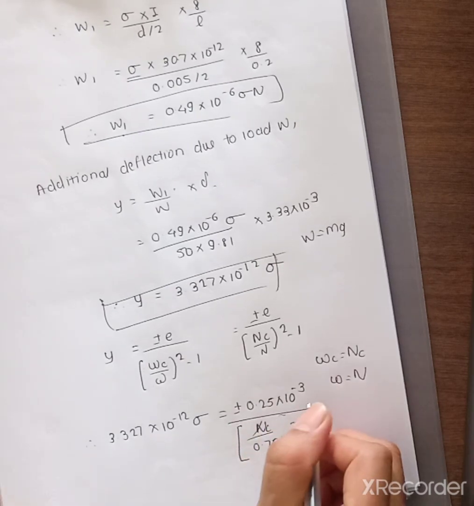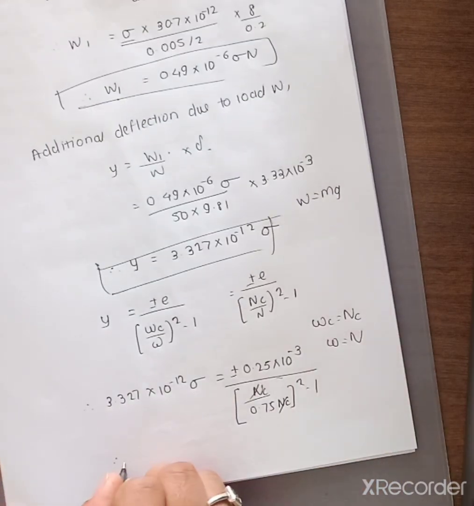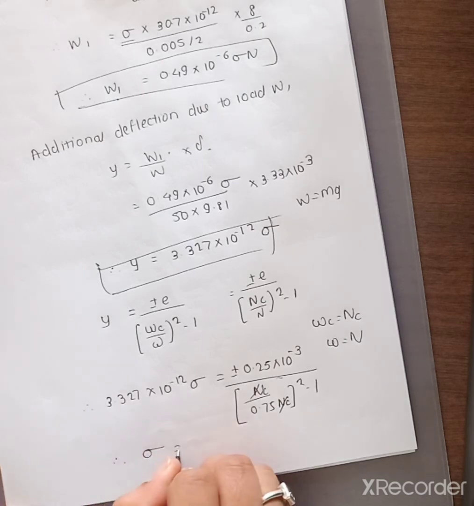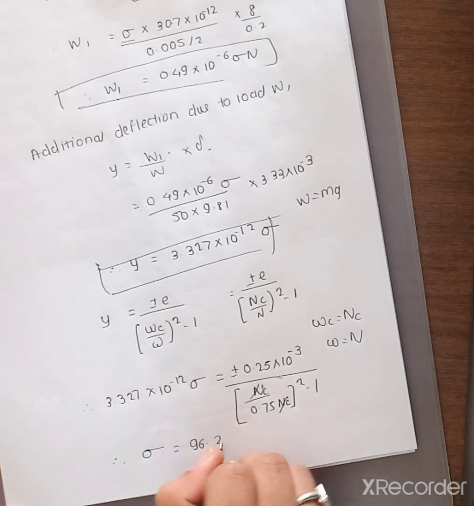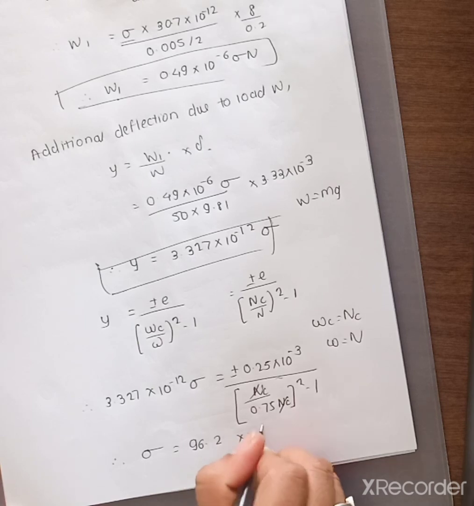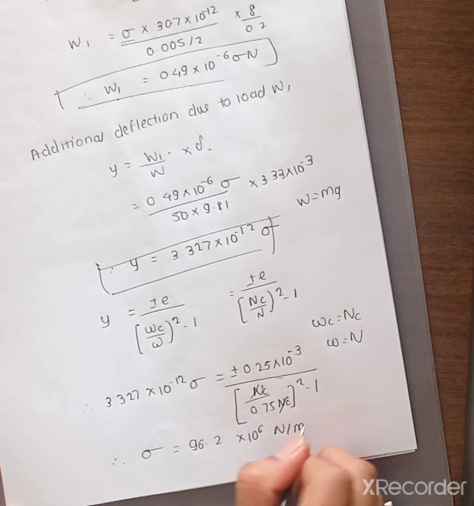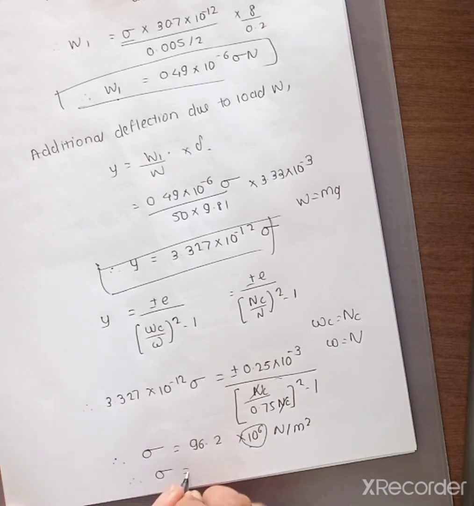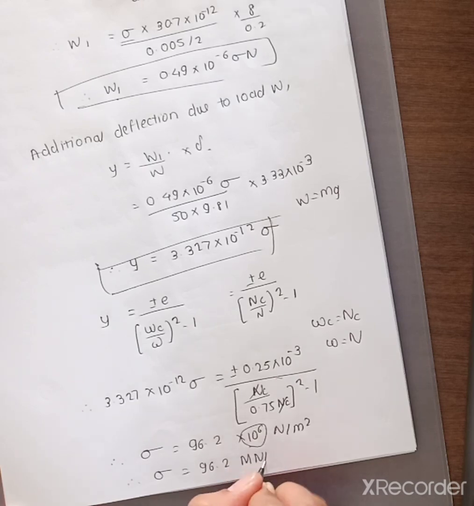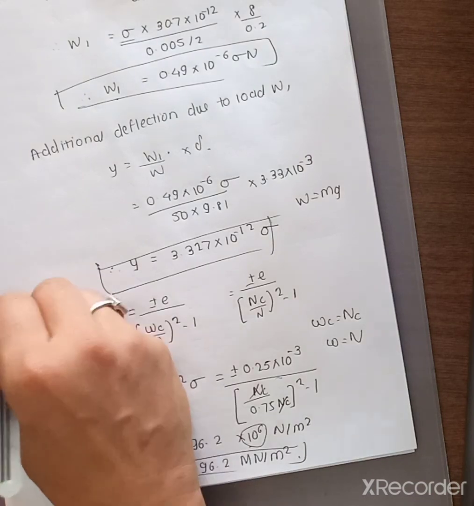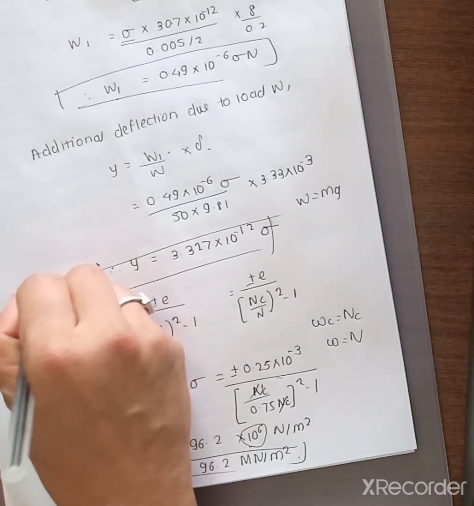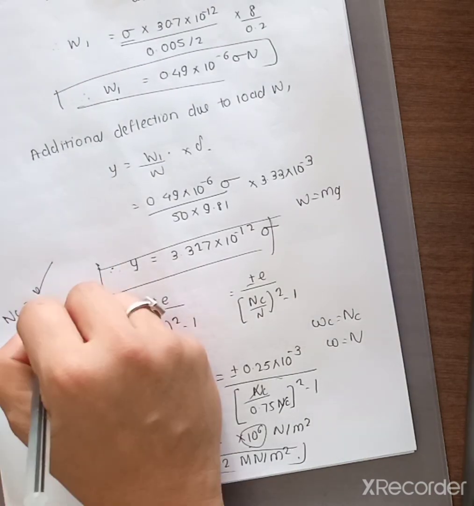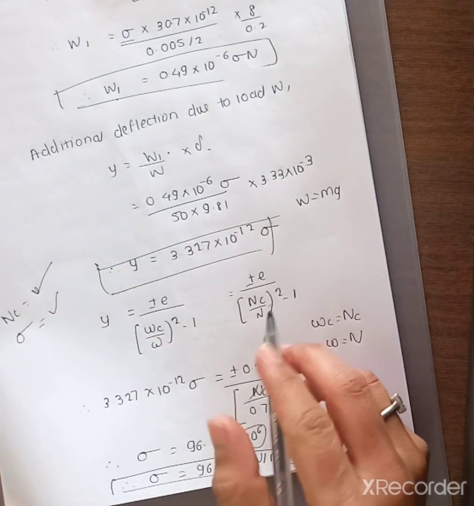Here NC will get cancelled and we will obtain the value of sigma. What is the value of sigma? 96.2 into 10 raised to 6 Newton per meter square. We can convert it into mega. Sigma is equal to 96.2 mega Newton per meter square. This is our final value. We found out here NC as well as the maximum bending stress. Thank you.